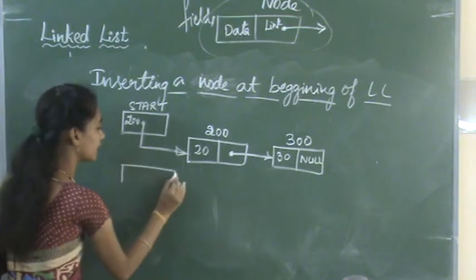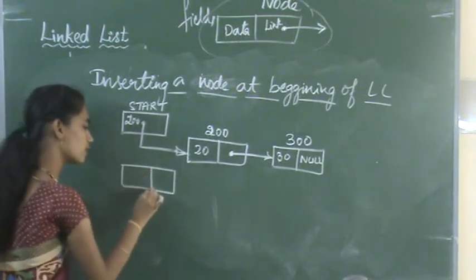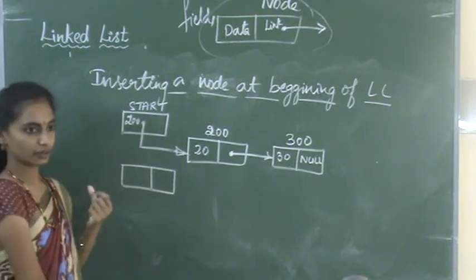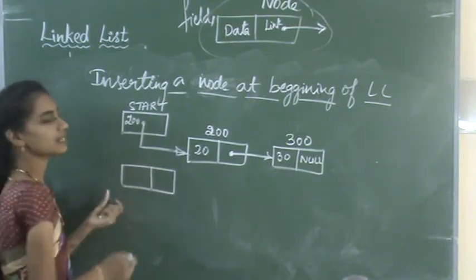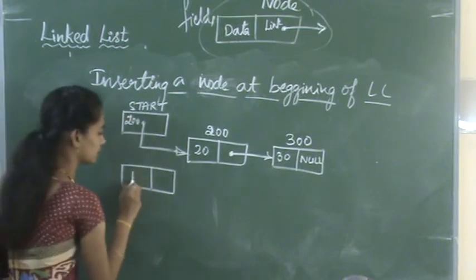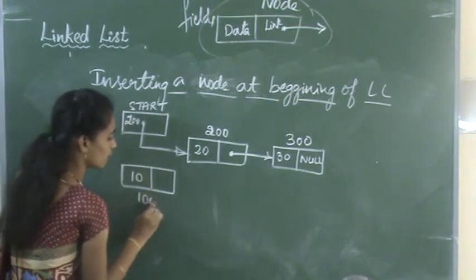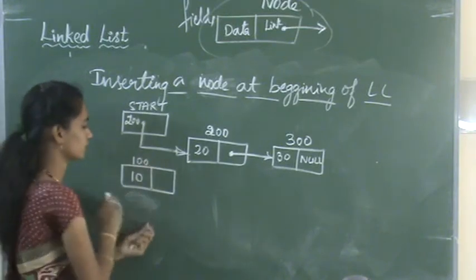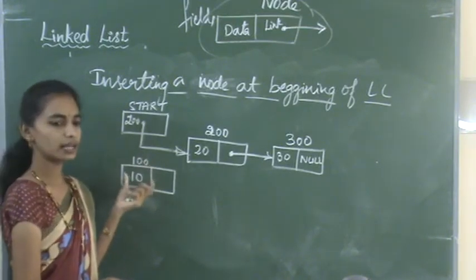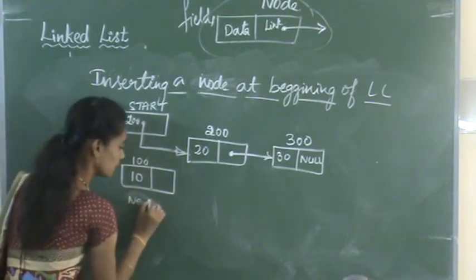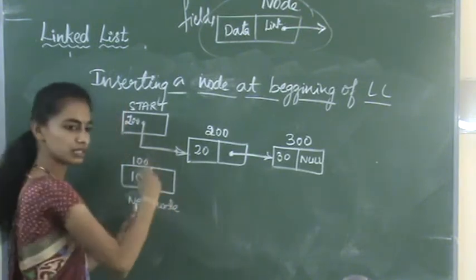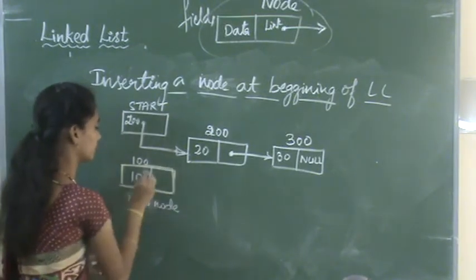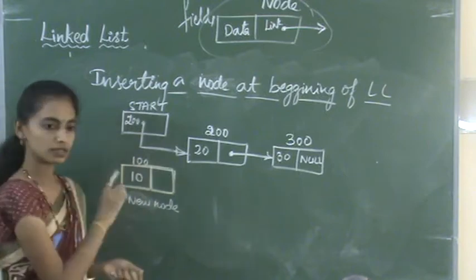So I create one node, which has two fields, one is the data field, another one is the link field. Okay, so for this I am inserting one element, and then the address of that element. So I am creating one node. This is a new node I am inserting into the linked list.